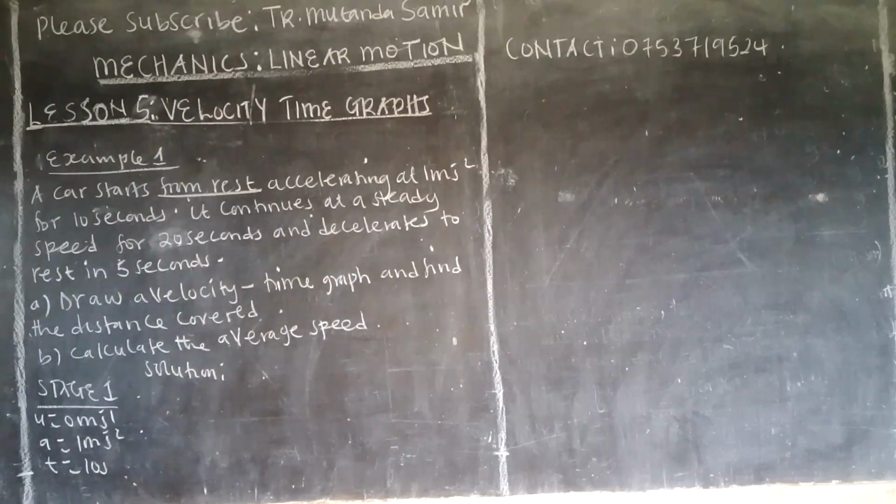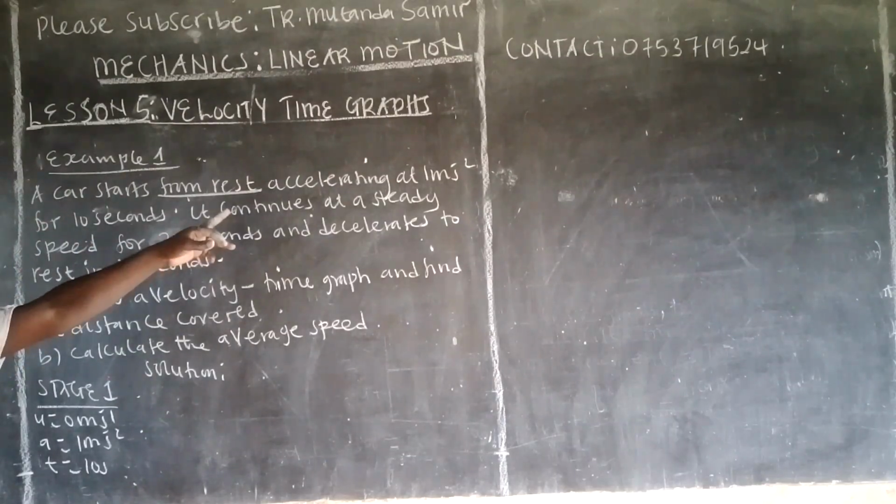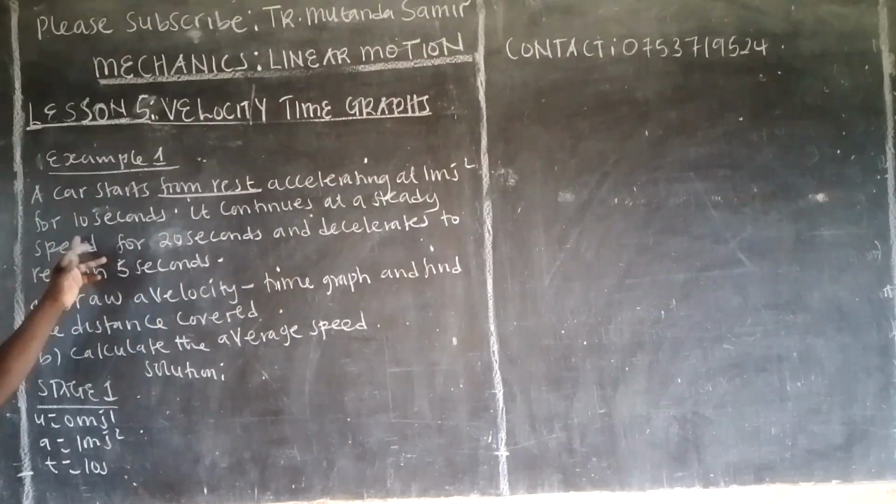A car accelerates at that for 10 seconds. When it's accelerating at 1 for 10 seconds, as the 10 seconds are going, the car is accelerating at 1. That means that this acceleration is uniform for the 10 seconds. And then in part A, they want us to draw a velocity time graph.